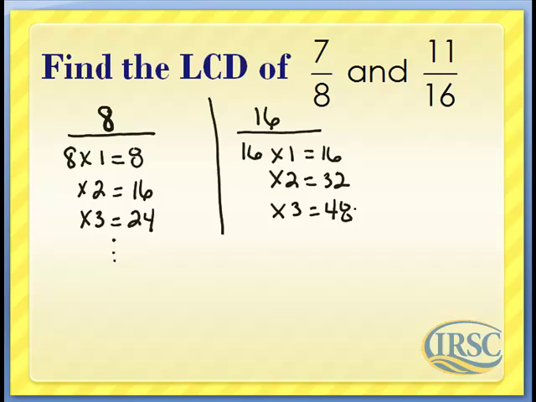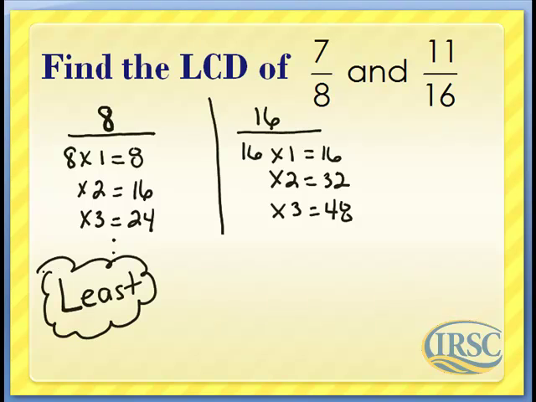16 times 3, we have 48. So as you look at the multiples in each list, what do you see that's in common? There may be some where you have several in common, but we're looking for the least. That's what we're looking for. So as we are searching for the least common denominator, or the least common multiple of 8 and 16, the LCD for this question is 16.